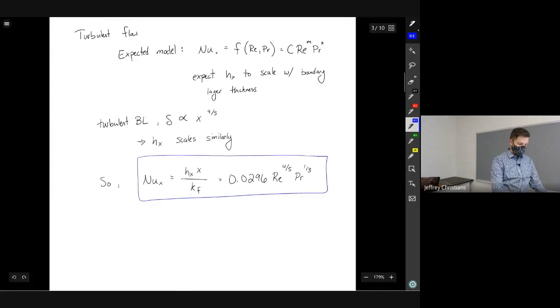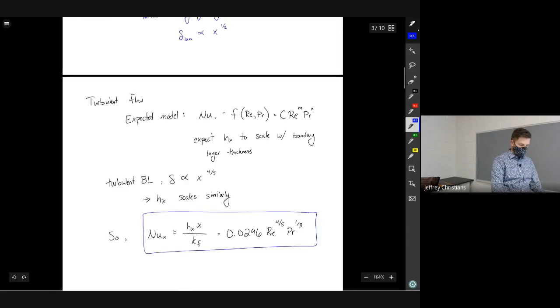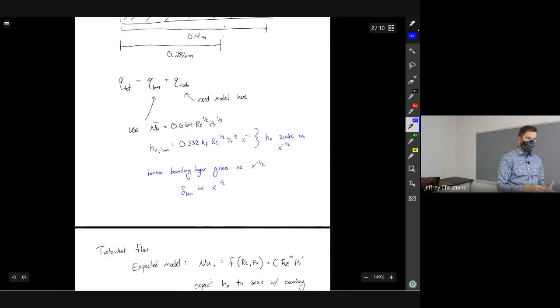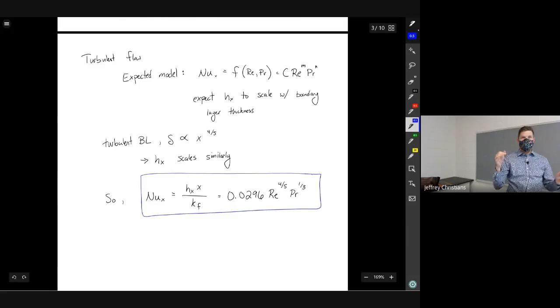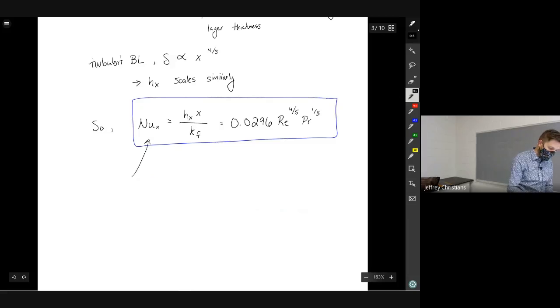Okay, so we end up with a very similar equation. The boundary layer grows to the 1/2 in laminar flow, so the Nusselt number scales as Reynolds to the 1/2. In turbulent flow, the boundary layer grows as Reynolds to the 4/5 power. So we get Nusselt number times some constant Reynolds to the 4/5 power times Prandtl. So just to show these things are interrelated, it's not totally random what powers we end up with. This is just to describe what this equation is for.